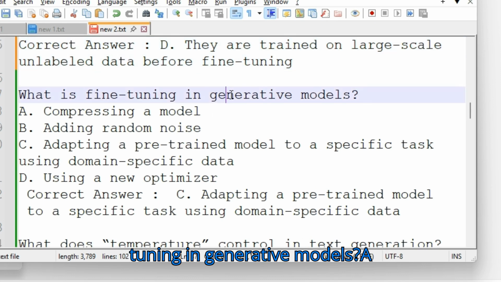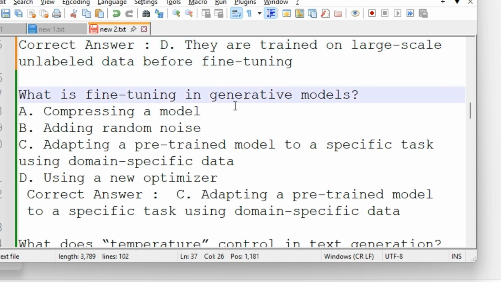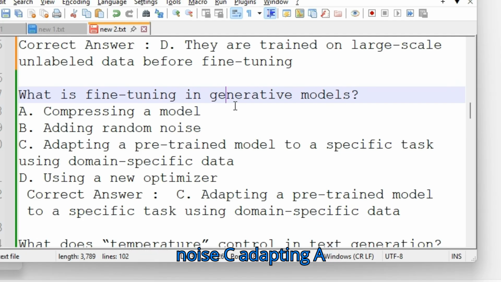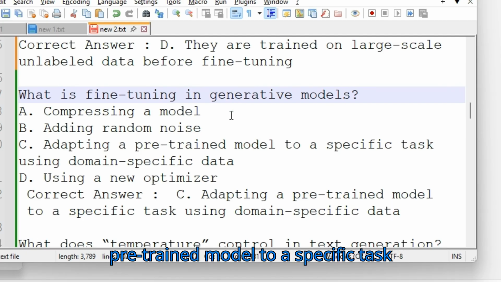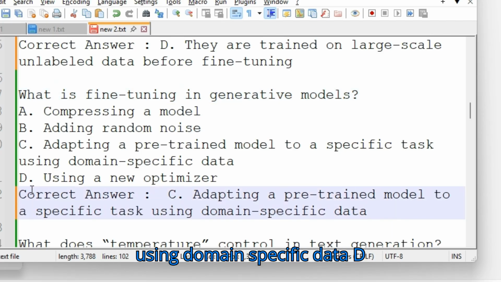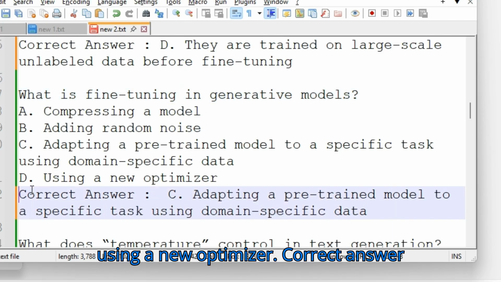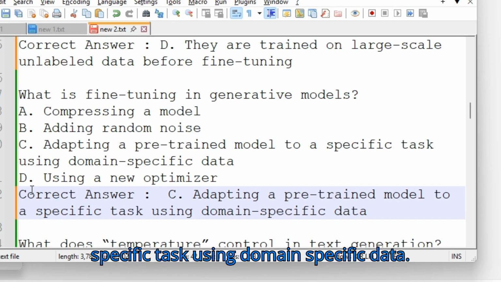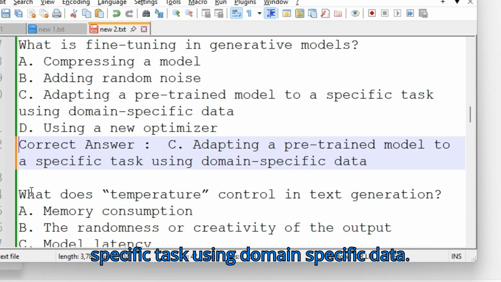What is fine-tuning in generative models? A. Compressing a model. B. Adding random noise. C. Adapting a pre-trained model to a specific task using domain-specific data. D. Using a new optimizer. Correct answer: C. Adapting a pre-trained model to a specific task using domain-specific data.